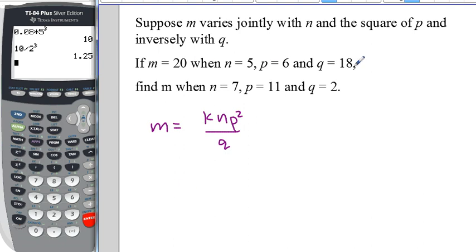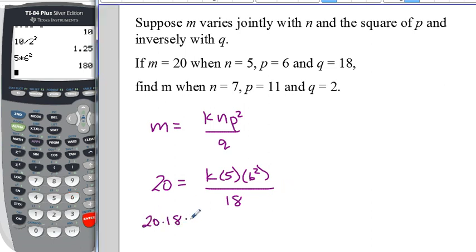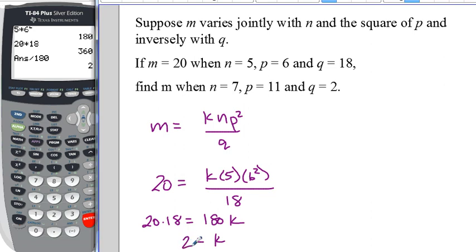In the second step, I'm going to plug in these numbers. So m is 20, n is 5, p is 6 squared, and q is 18. I'm going to go ahead and multiply this 5 times 6 squared. So 5 times 6 squared, that's going to give me 180. And I'm also going to multiply by 18. So I've got 20 times 18 equals 180k. And I divide, so I've got 20 times 18, and then I'm going to divide that by 180. And k is 2. There we go, that's nice.